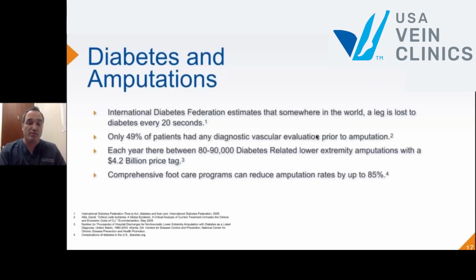So let's talk a little bit real quick about peripheral arterial disease. It's sort of a cousin of vein disease. We obviously, diabetes is a big problem in the United States, and the International Diabetes Foundation estimates that about every 20 seconds someone loses a limb, and at least half of those patients have not had any real evaluation prior to amputation. That's really not right.